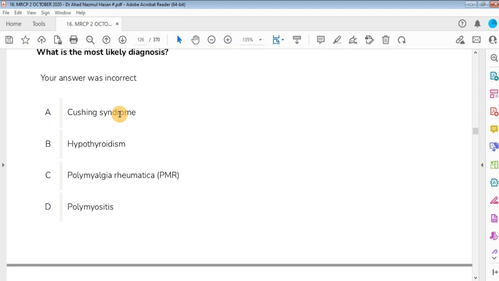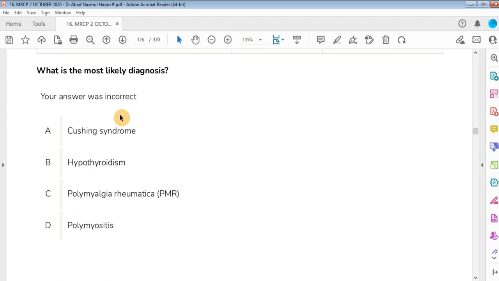What is the most likely diagnosis? A. Cushing syndrome. B. Hypothyroidism. C. Polymyalgia rheumatica. D. Polymyositis. And E. is rheumatoid arthritis.